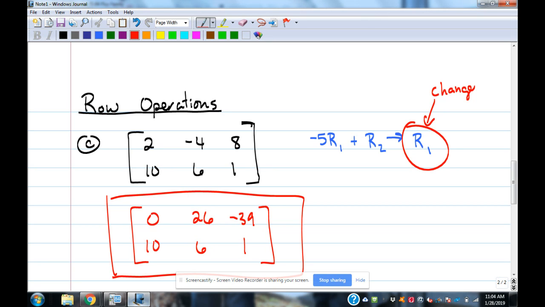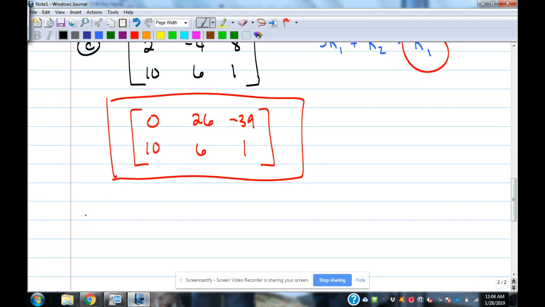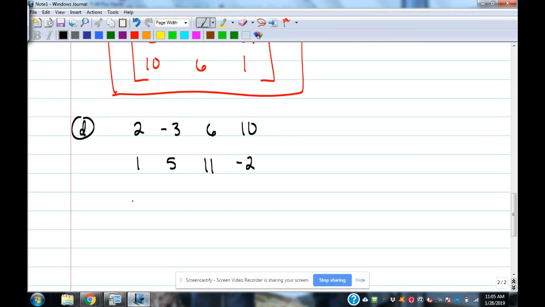Don't overthink those. It is straightforward like that. We're going to do another one. Let's take this matrix. 2, negative 3, 6, 10, 1, 5, 11, negative 2. And then the last row is 4, 7, 10, negative 10. So that's a 3 by 4 matrix.